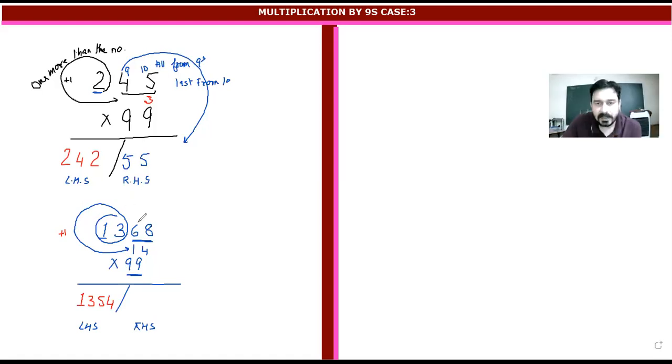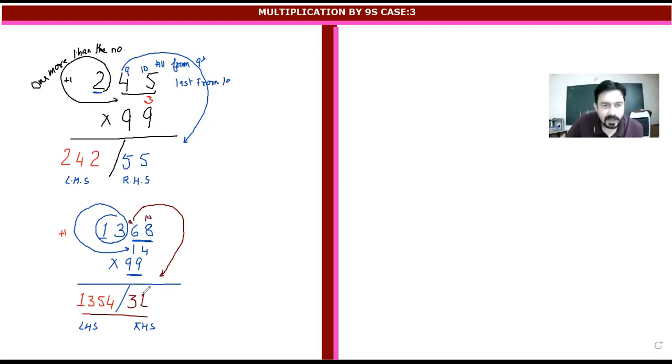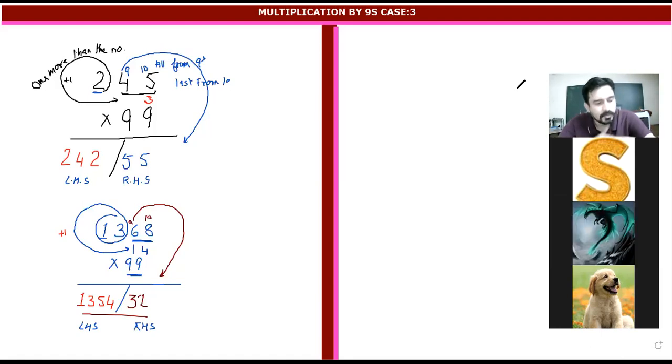And here I will apply all from 9 last from 10 to only two digits. 9 minus 6 is 3, and 10 minus 8 is 2. The complete answer is 135432. Got it? Got it, Sindhura? Yes. Got it, Shishti? Yes. Got it, Bishwesh? Yes.